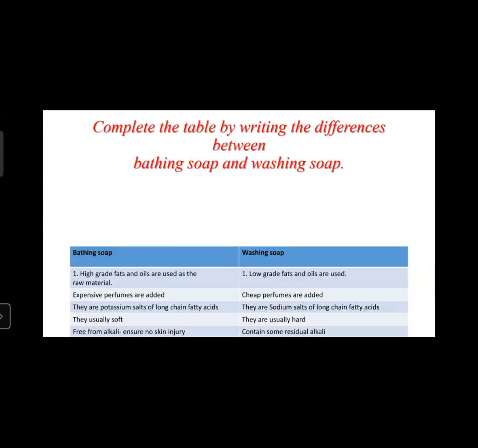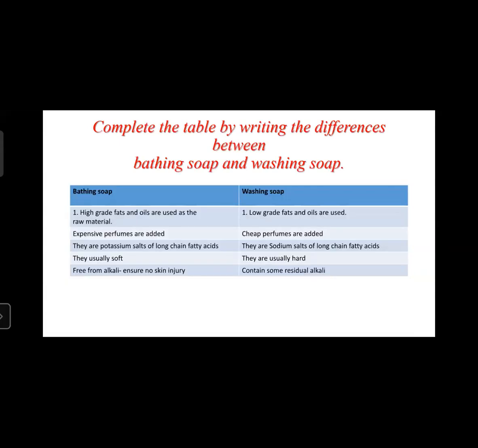We have seen also the difference between washing soap and bathing soap. In bathing soap, high grade fats and oils are used as raw material. In washing soap, low grade fats and oils are used. Expensive perfumes are added in bathing soap. Cheap perfumes are added in washing soap. Bathing soaps are the potassium salt of long chain fatty acids. Washing soaps are the sodium salt of long chain fatty acids.